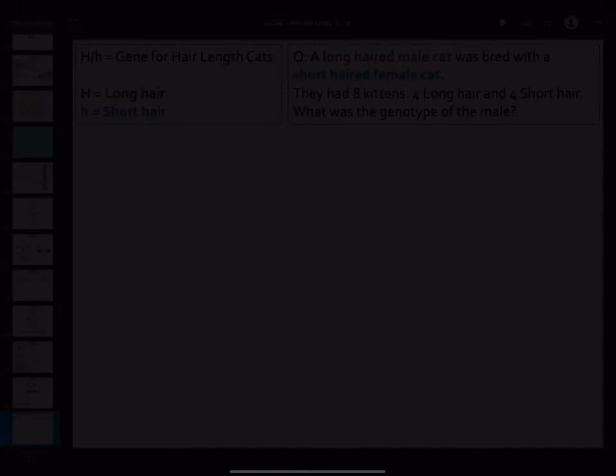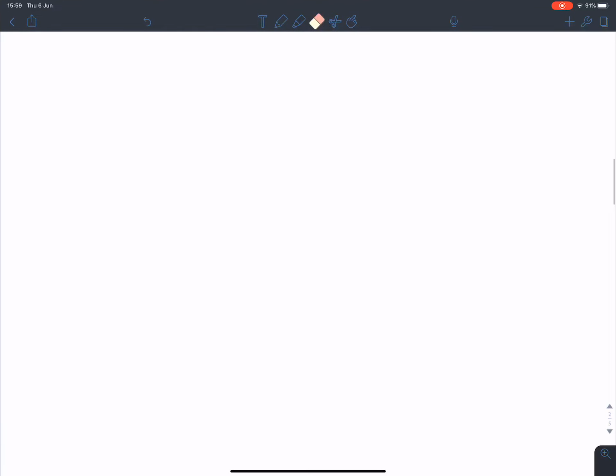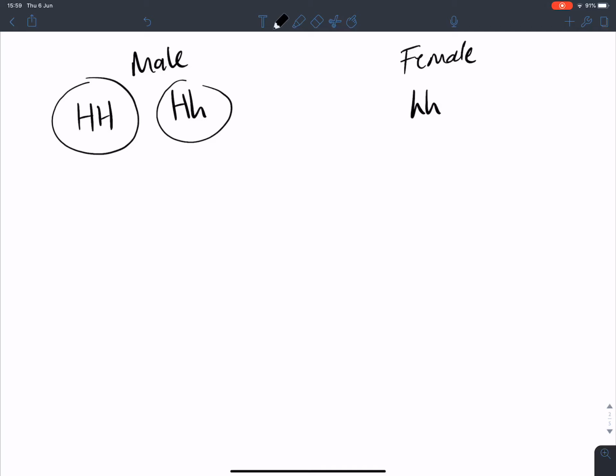Okay, so let's quickly apply our knowledge for that. The female had short hair, so she was little h little h, we know that definitely. The male, on the other hand, had long hair. He could have been big H big H, or big H, little h. The question is, which one is he? Was he the homozygous dominant one, or was he heterozygous? They were bred together, and they had 8 kids. 4 were long hair, 4 were short hair. So they had a 50-50 split in their kids.